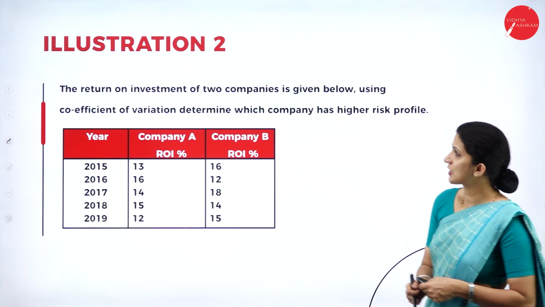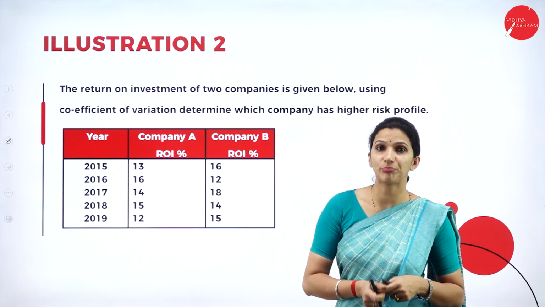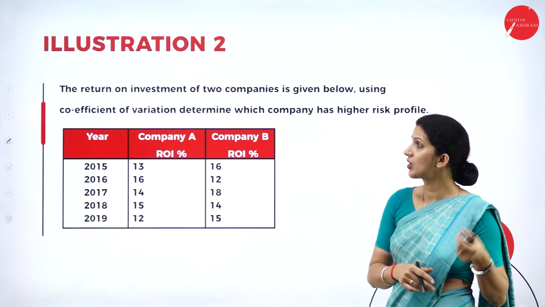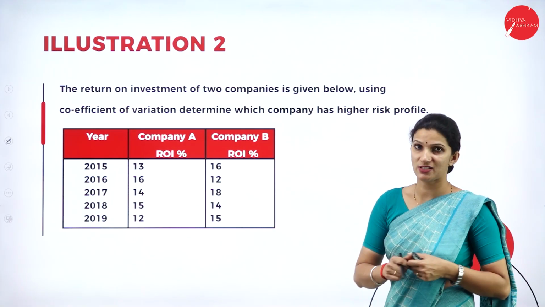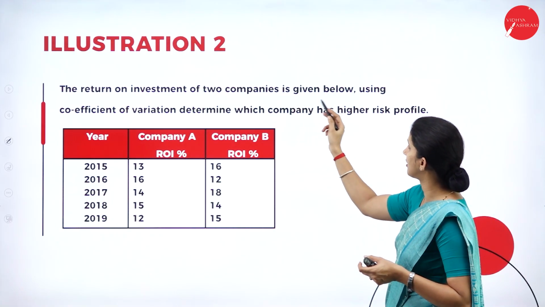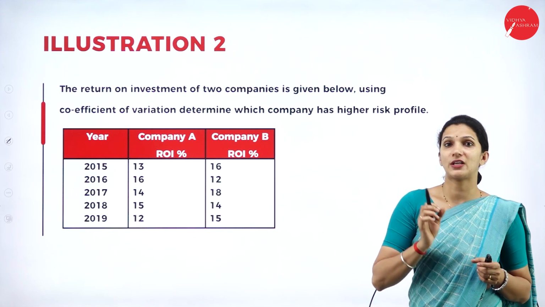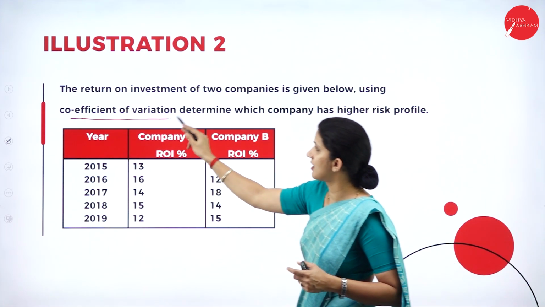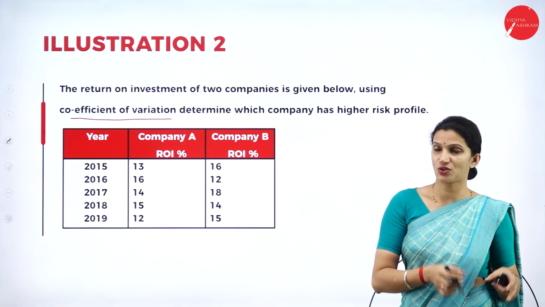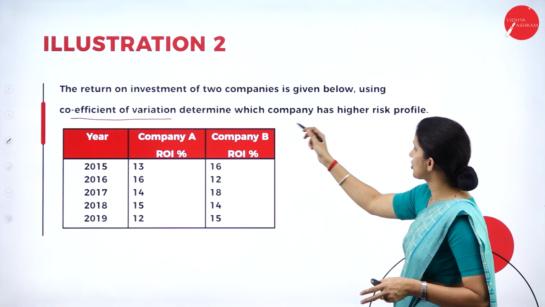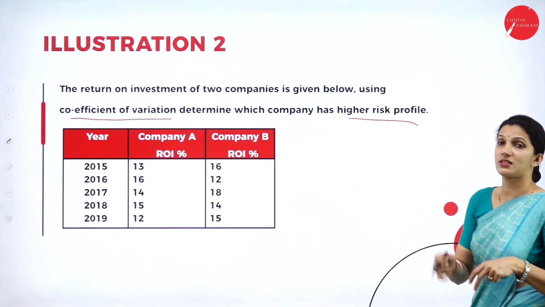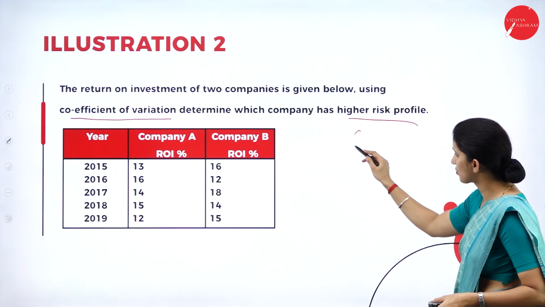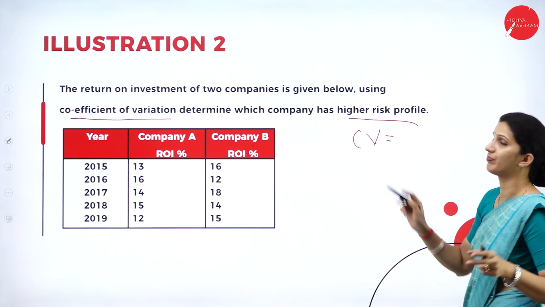So now we'll see the second question. When the two companies' ROI is given, how to calculate the standard deviation. See the question: the return on investment of two companies is given below. Using the coefficient of variation, so here it is important, they ask to calculate the coefficient of variation, and determine which company has the higher risk profile. So that means we need to find out the coefficient of variation.